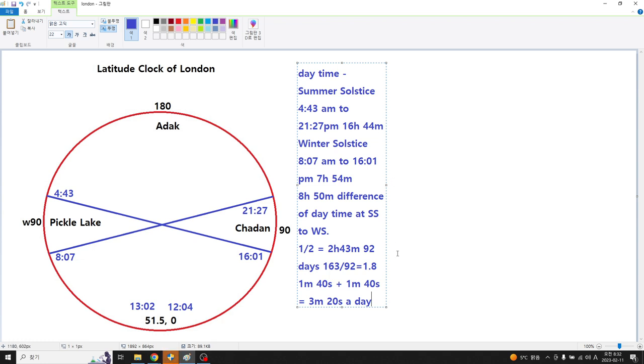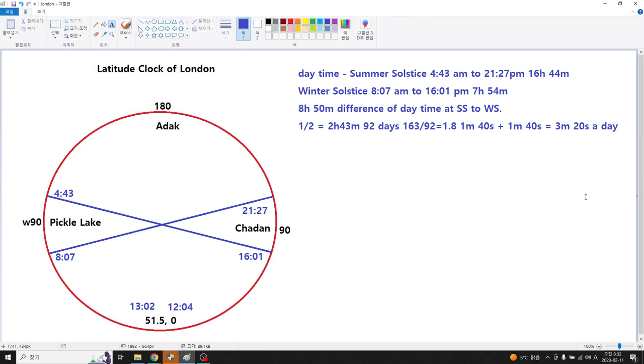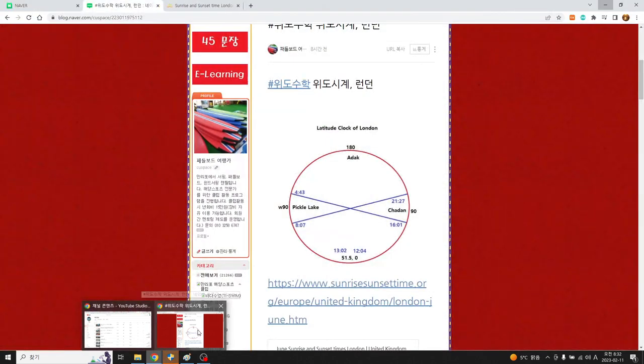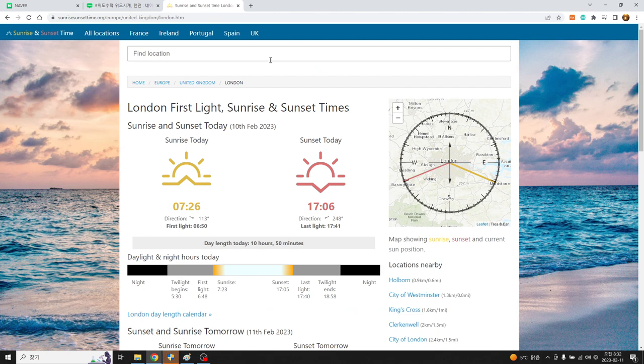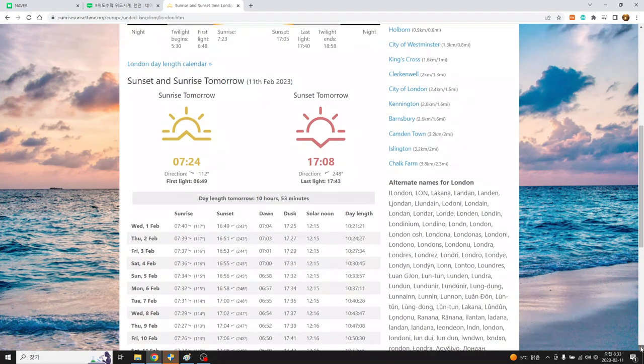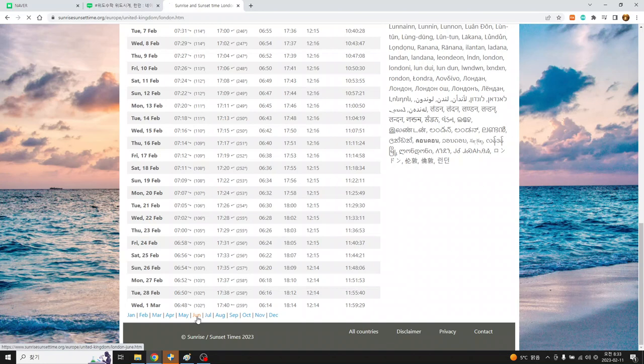The interesting fact here is that the daytime difference between winter solstice and summer solstice is quite different. I'll give you a website, the Sunrise Sunset Times organization. They report sunrise and sunset for big cities. Here is London in June, the summer solstice.